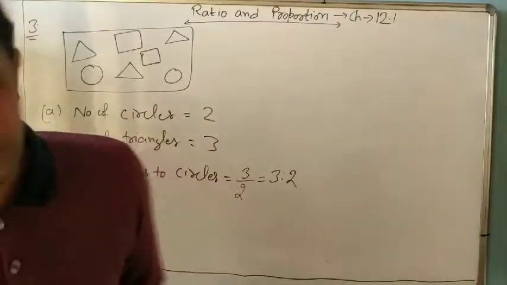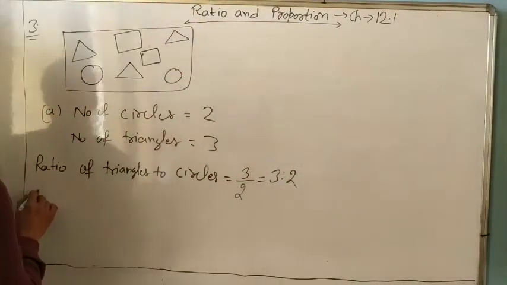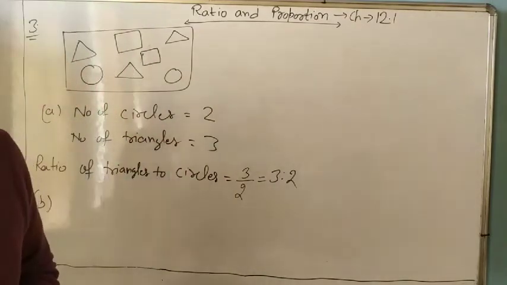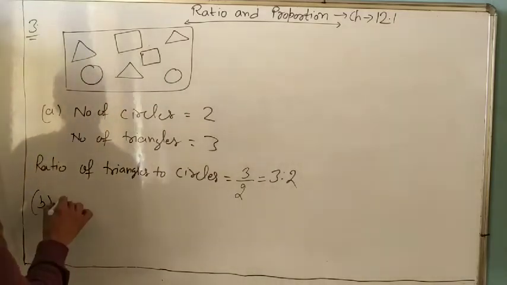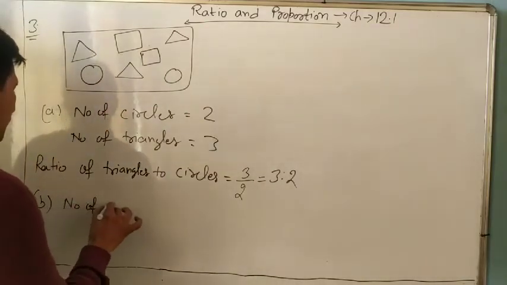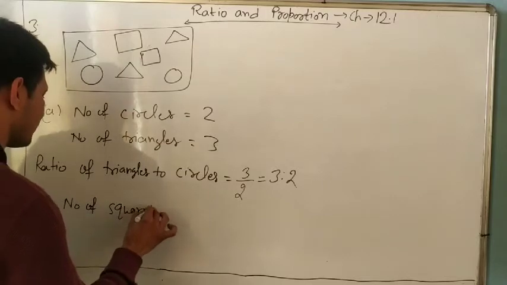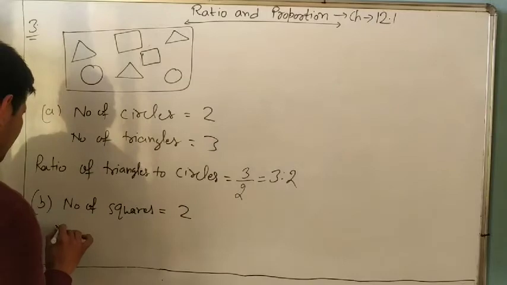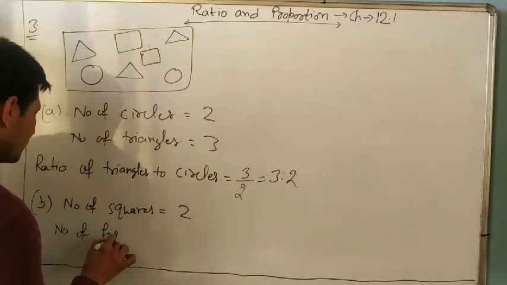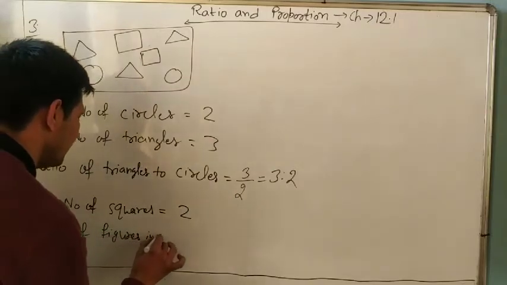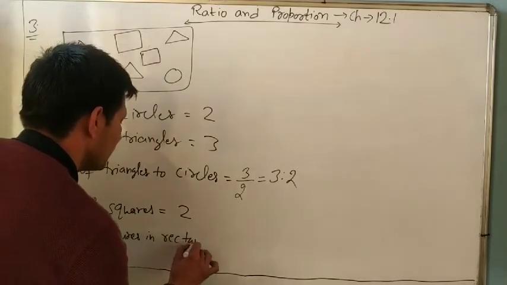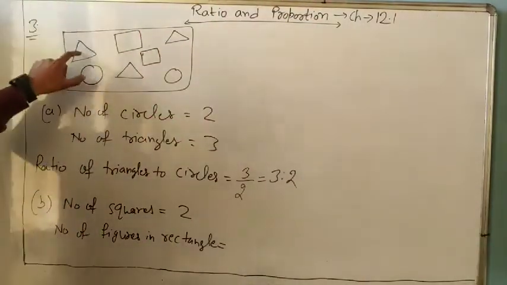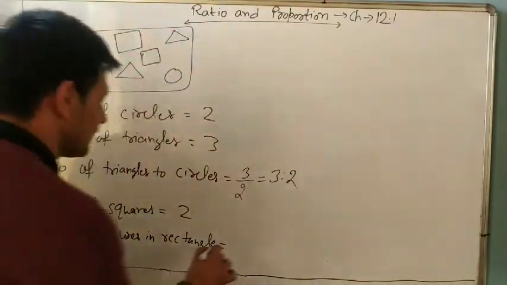Now B part. In B part we have to find the number of squares to the whole figure inside the rectangle. So write number of squares. How many squares? 1, 2. Right? Number of figures in the rectangle. Don't count the rectangle because the question says inside the rectangle. How many? 1, 2, 3, 4, 5, 6, 7.